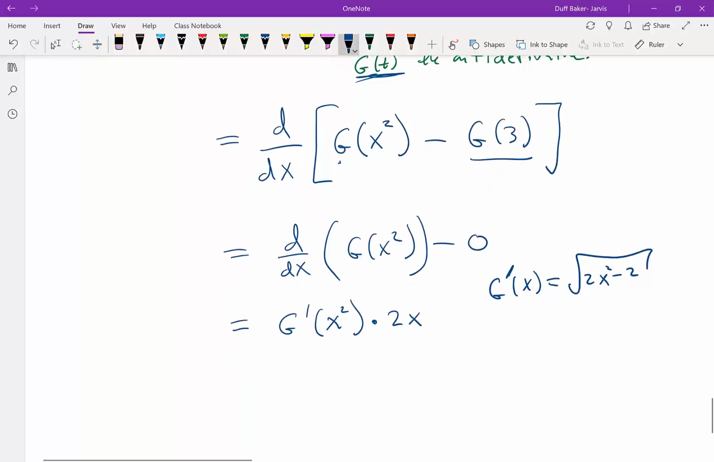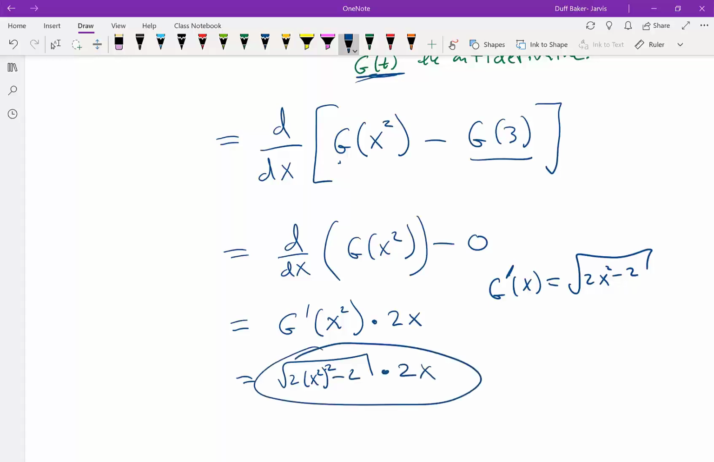And so g prime of x squared, you have to plug in x squared. Sorry, I should write it out. So now I plug x squared in for x. So I have an x squared squared minus 2 times an additional 2x. Okay.